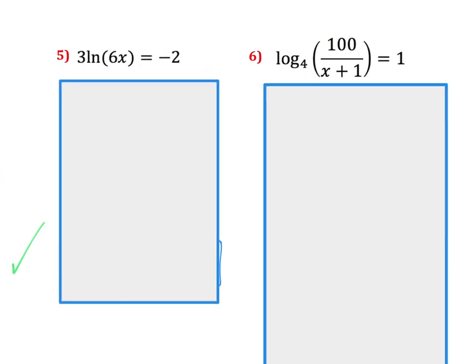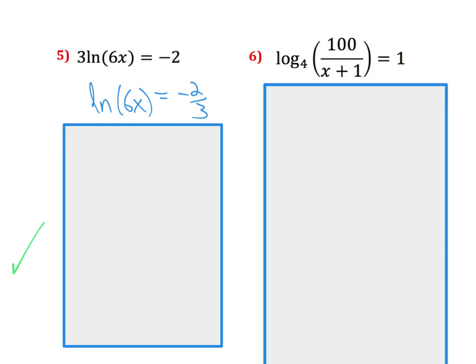All right, number 5. First thing we're going to want to do is isolate the natural log, which means the 3 has to go. So the 3 gets divided over to the other side. At this point, I'm stuck in logarithmic form, so I'm going to go over to exponential form with the base being e, because I have a natural logarithm.